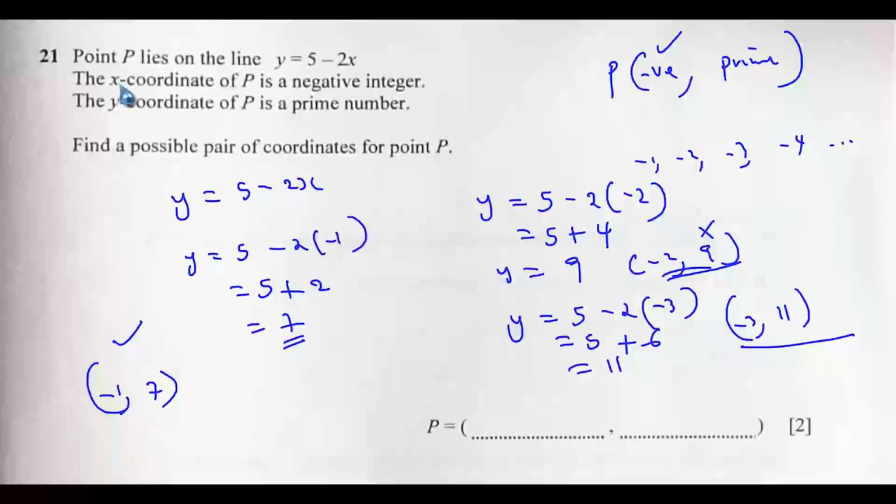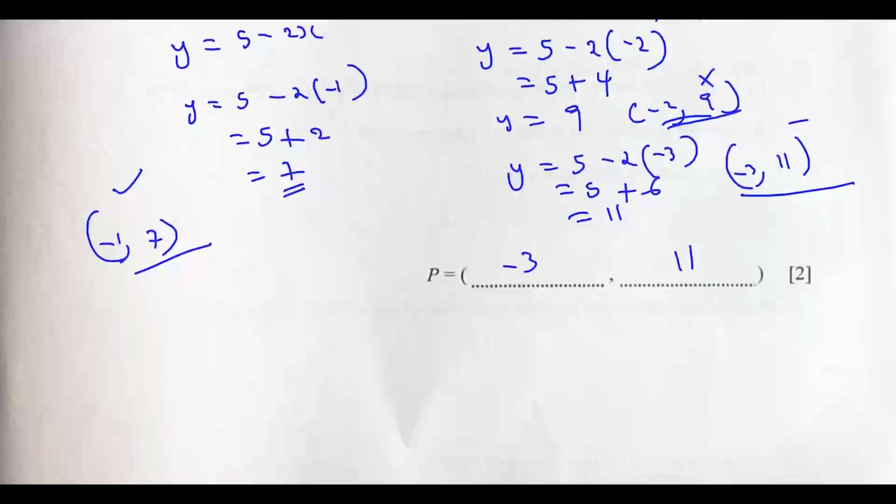Because according to the condition, the x coordinate of P is a negative integer, then the y coordinate of P is a prime number. So you can put this pair or this pair. So x equals -3, y equals 11. You can try as many as possible and see the negative values of x that give the corresponding value of y as a prime number. So that is what you need to do. Okay, so let's go to the next question.